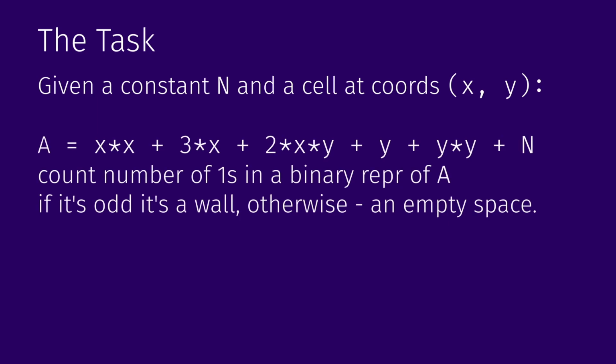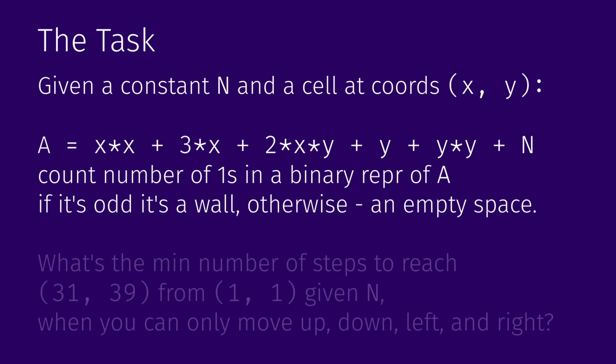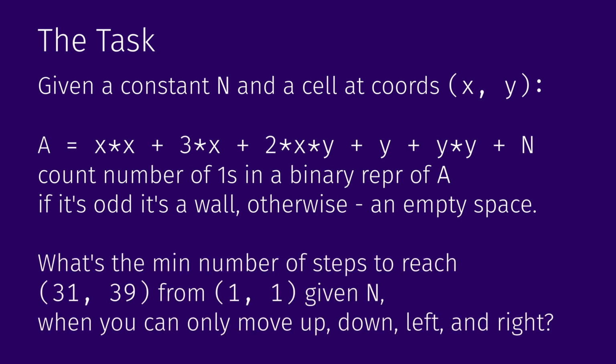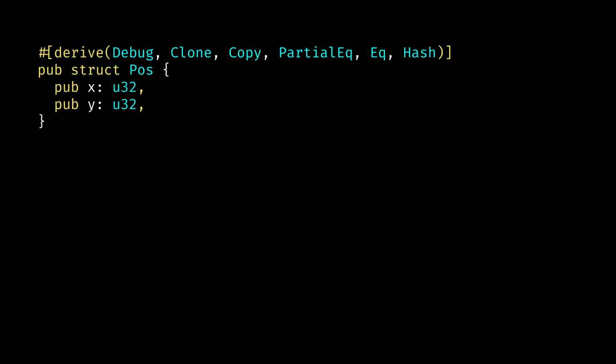We have this mathematical expression that we compute, and then we convert it to binary, and we count the number of bits that are set to 1. If it's odd, then we have a wall, otherwise it's an empty space. The task is to find the minimal number of steps to reach a cell at coordinates 31, 39 from a cell at coordinates 1, 1, given the number n and given that you can only move up, down, left, and right. First, we will start with describing our position structure, which will only have x and y as unsigned 32-bit integers.